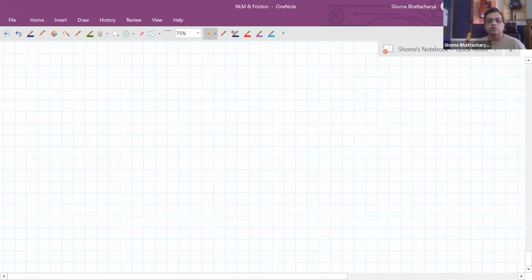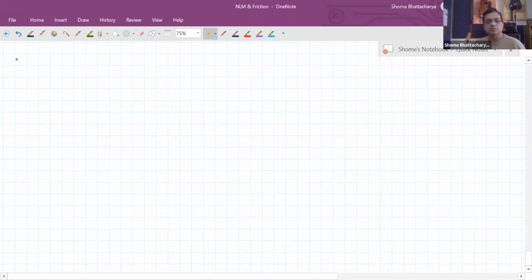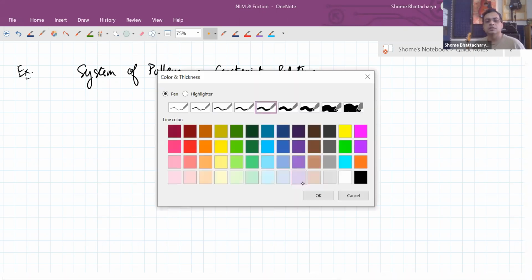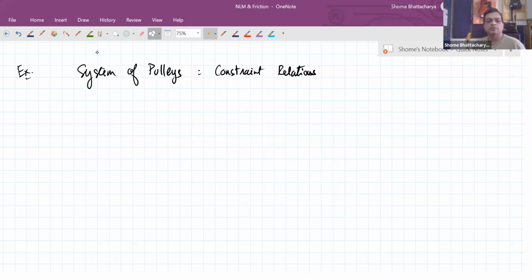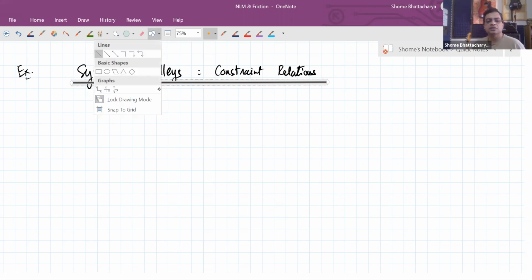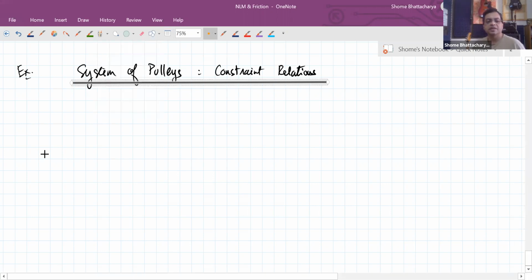Correct. Now, the next situation we will look at is something which has a system of pulleys and constraint relation. Constraint relations will become important throughout mechanics for us in several different situations. And we will learn several different methods to work out the constraint relations. So here to begin with, we will see the simplest method, which is the thread length conservation method.